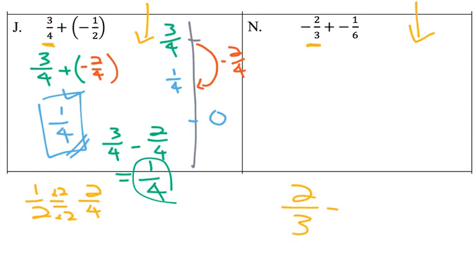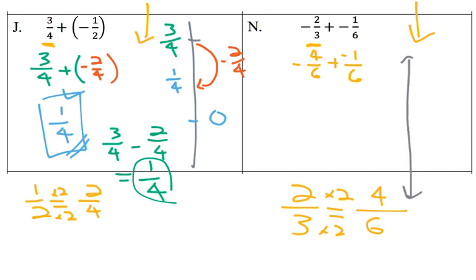So 2/3 is equivalent to 4/6, and I'm doing that so that I have common denominators. The problem becomes negative 4/6 plus negative 1/6. I'm starting below 0 at negative 4/6, and I'm going down farther away from 0, down 1 more sixth, so that would get me to negative 5/6. So that's why the answer here is negative 5/6.